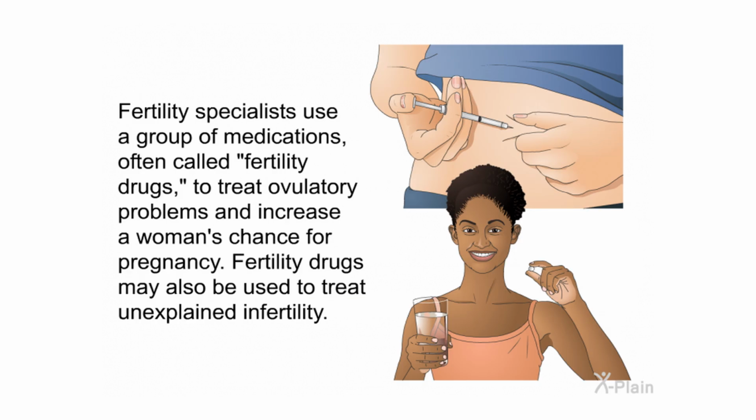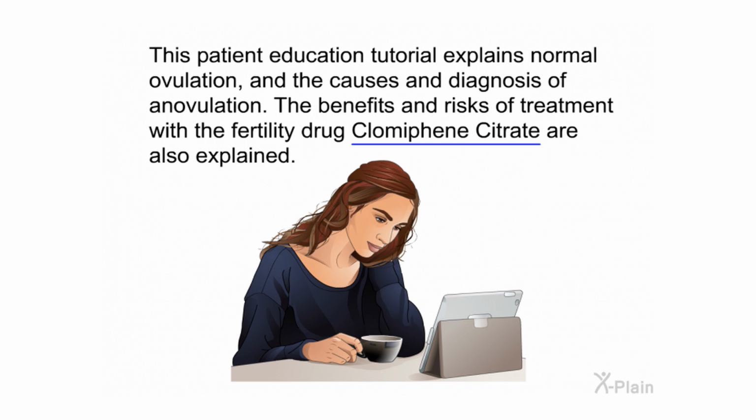Fertility specialists use a group of medications, often called fertility drugs, to treat ovulatory problems and increase a woman's chance for pregnancy. Fertility drugs may also be used to treat unexplained infertility. This patient education tutorial explains normal ovulation and the causes and diagnosis of anovulation. The benefits and risks of treatment with the fertility drug Clomiphene Citrate are also explained.